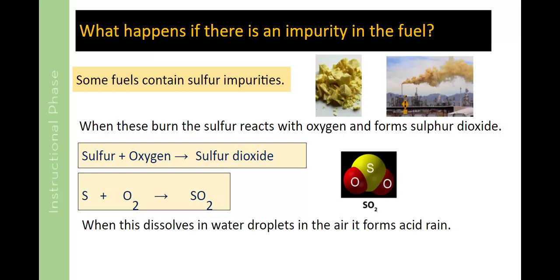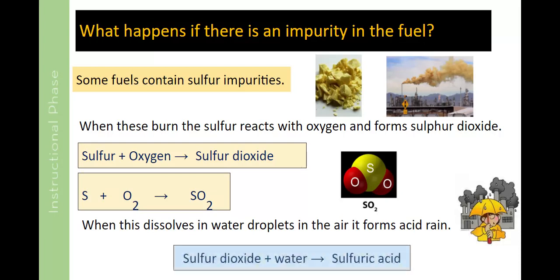So let's just look at the word equation for when sulfur dioxide dissolves in water. So sulfur dioxide plus water makes sulfuric acid. But you don't need to really remember that. If you do, brilliant. But you do need to remember sulfur dioxide causes acid rain. Now, what's the problem with acid rain?